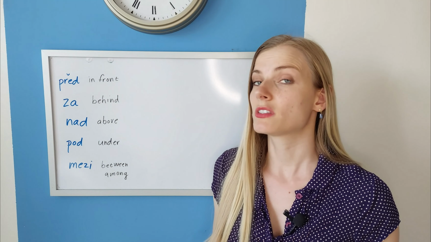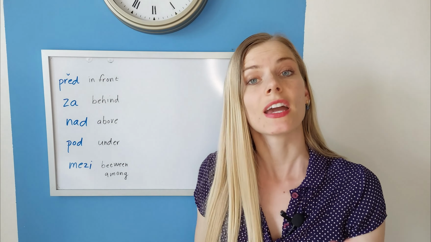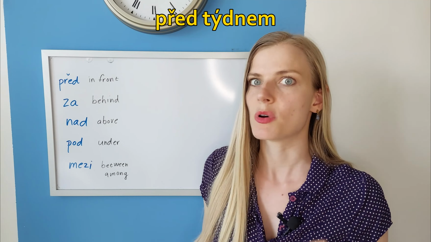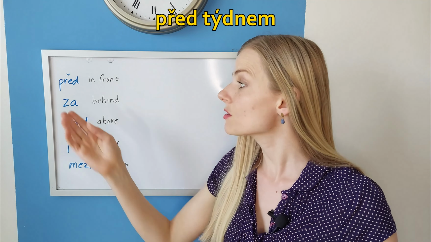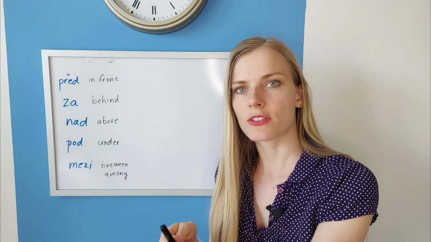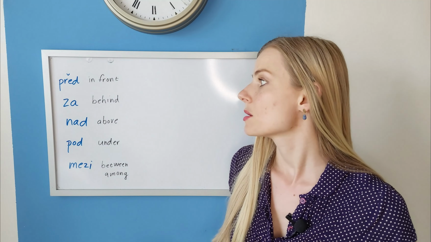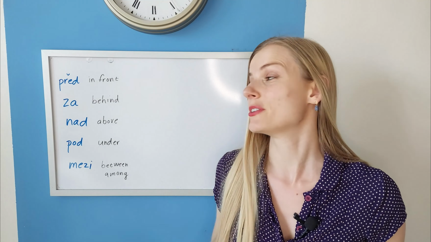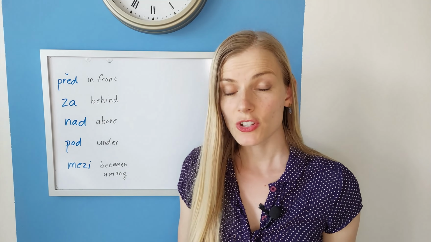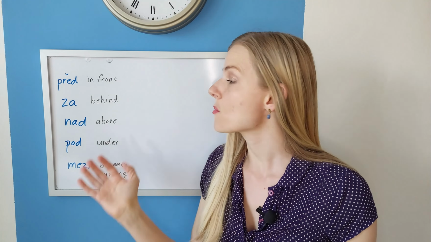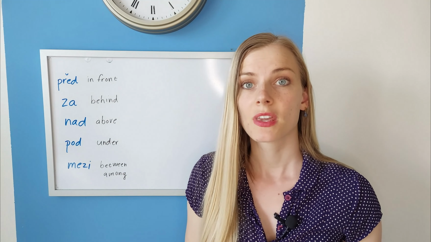If we speak about time, před could also mean ago, před týdnem, a week ago. Za could also mean in a certain time, za týden, in a week. But that's not what I want to focus on today. As I mentioned, I want to focus on prepositions of place only.